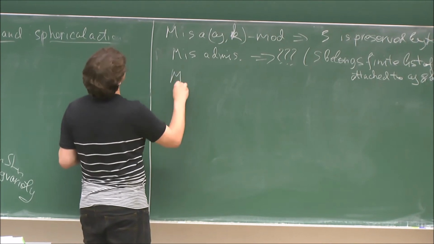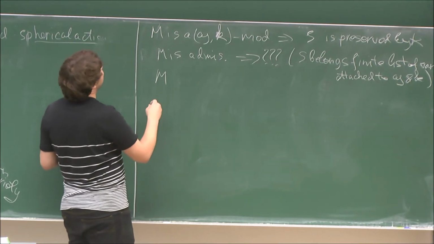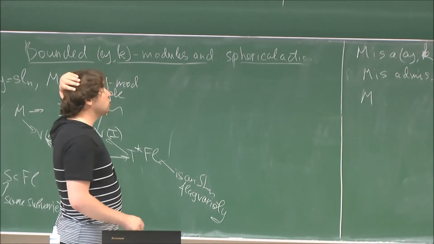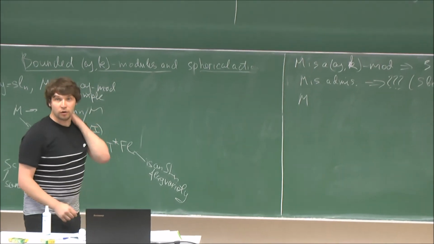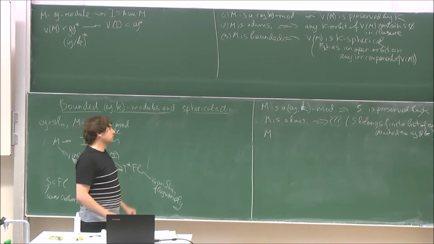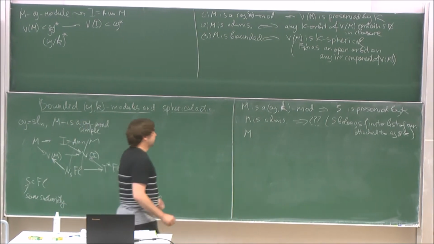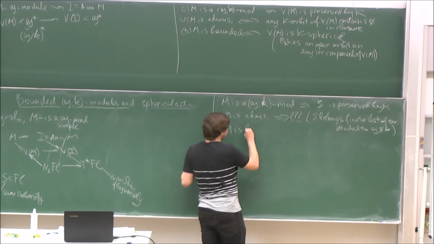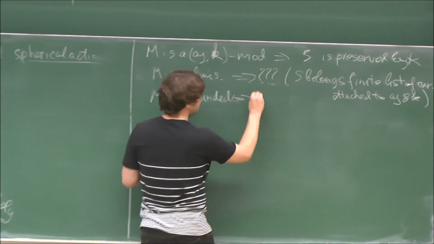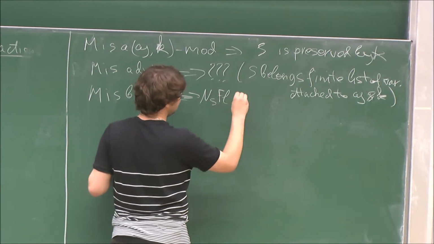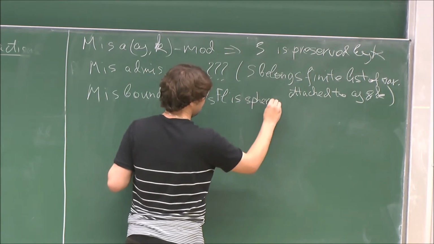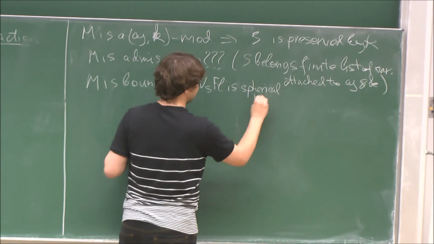Okay, and the last condition is kind of simpler than the previous one. Here we just impose a much more strict condition on our model, and so the corresponding models and the corresponding categories will be much simpler. So M is bounded if S would be spherical with respect to the action.